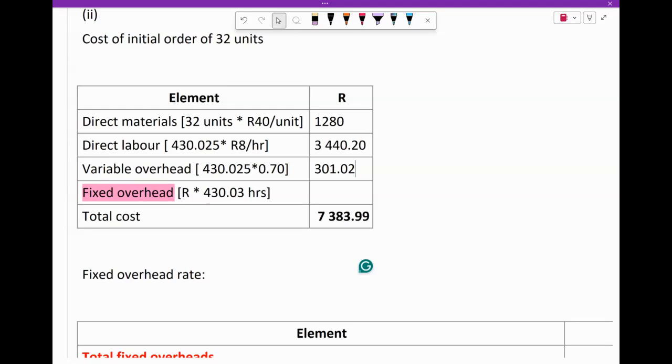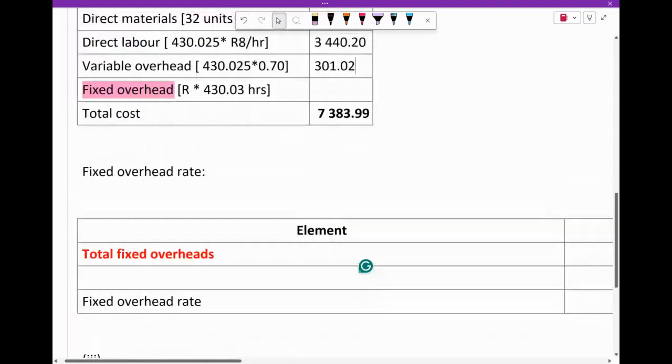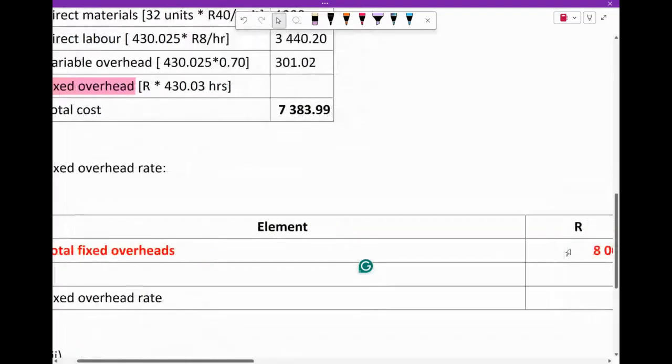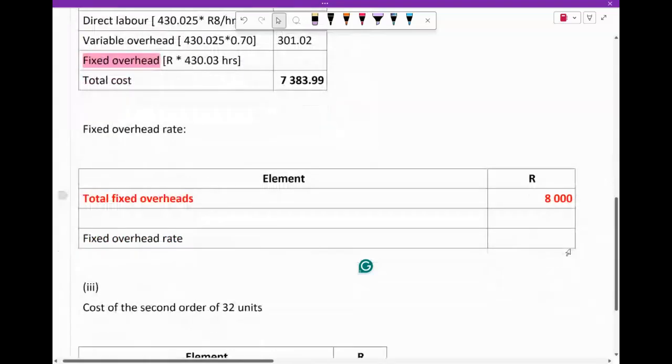So you put the 8,000 over, you said 430 over 8,000. How are we apportioning? That's a good question. How are we apportioning it? And that's where I wanted us to go to. So the first thing we need to do is we know our fixed cost is 8,000. Let me zoom out a little bit. You guys can see clearly?